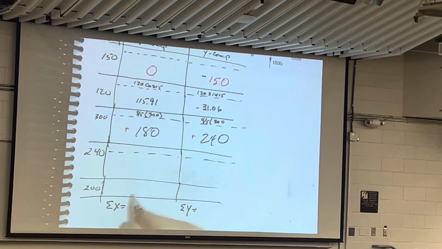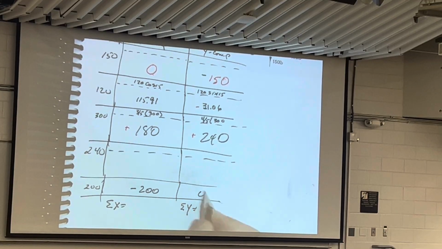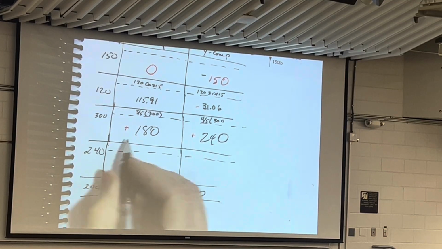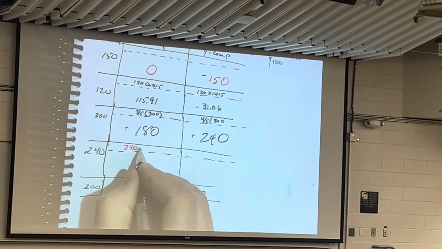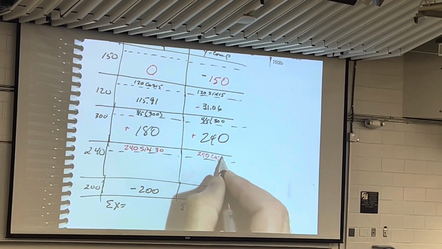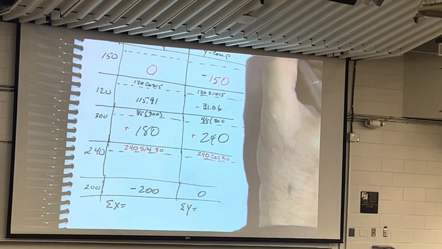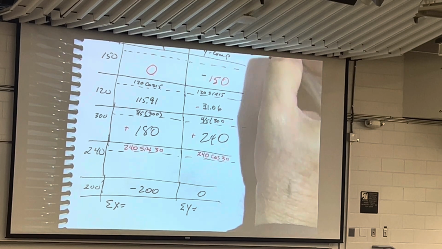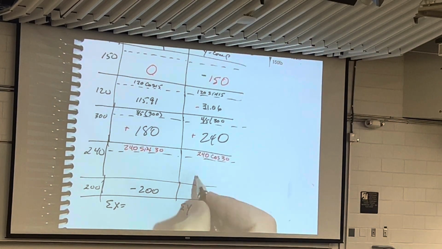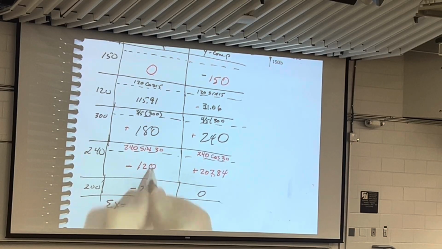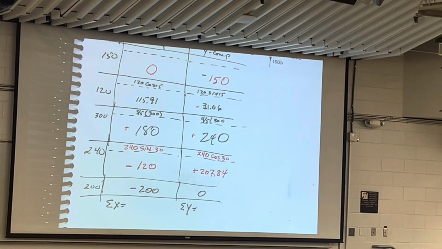This 200 is easy because it's a minus 200 and a 0. And the 240, this is going to be 240 sine of 30 and 240 cosine of 30. Sine of 30 gives me the opposite, which is the x. Cosine gives me the adjacent, which is the y. This is going up, so this is a positive 207.84. This is a negative 120. Sine of 30 is a half, half of 240 is 120.